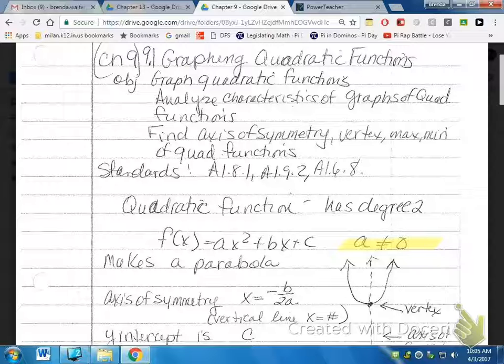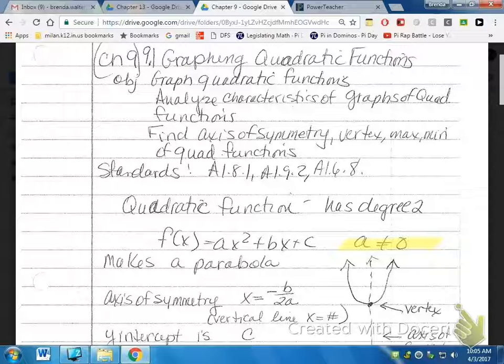Question? So a will never equal 0? Correct. a will never be 0. Probably more often than not, a is going to be 1. And your function will start off with f of x equals x squared. So you won't see a number there, but it'd automatically be a 1.